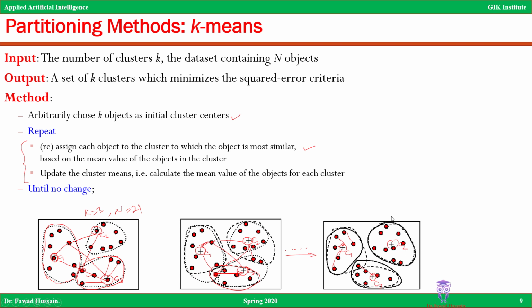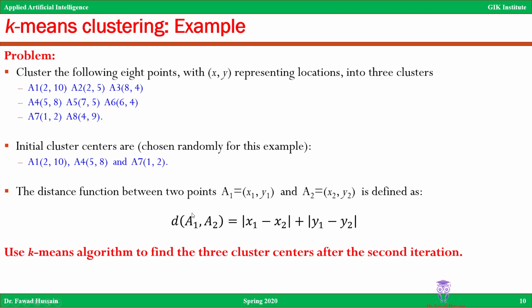So this is the output. The output is k clusters, and these k clusters are such that they are going to minimize the sum of squared errors, and we can be sure because we use the Euclidean distance for that. So let's move on to the example and see how this works.